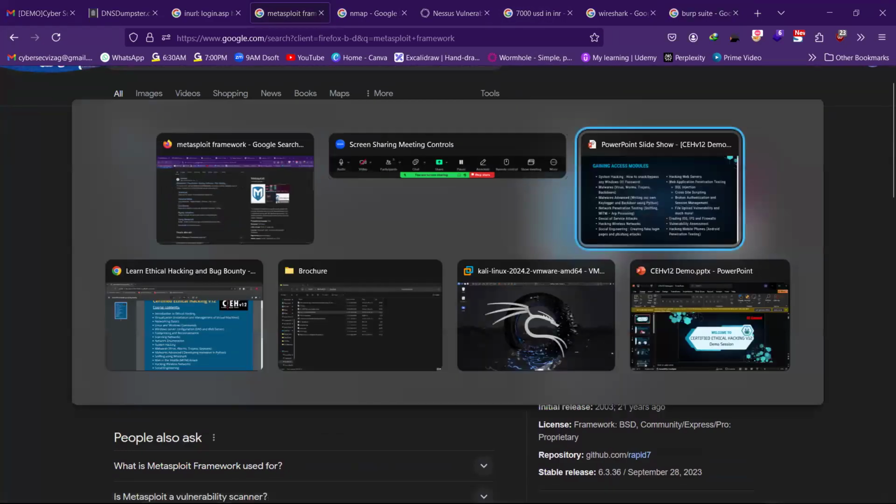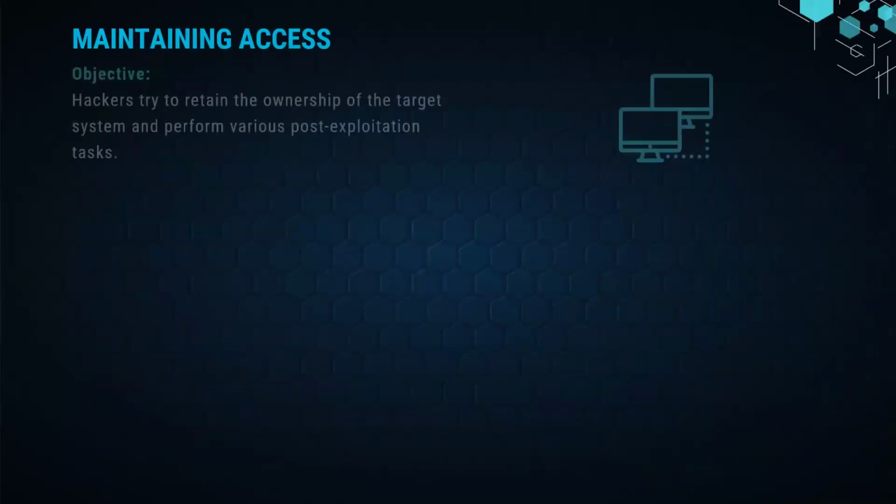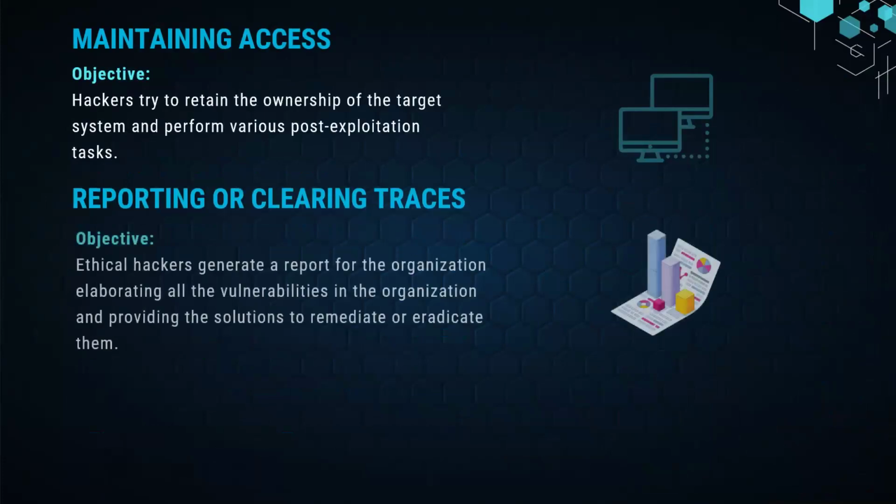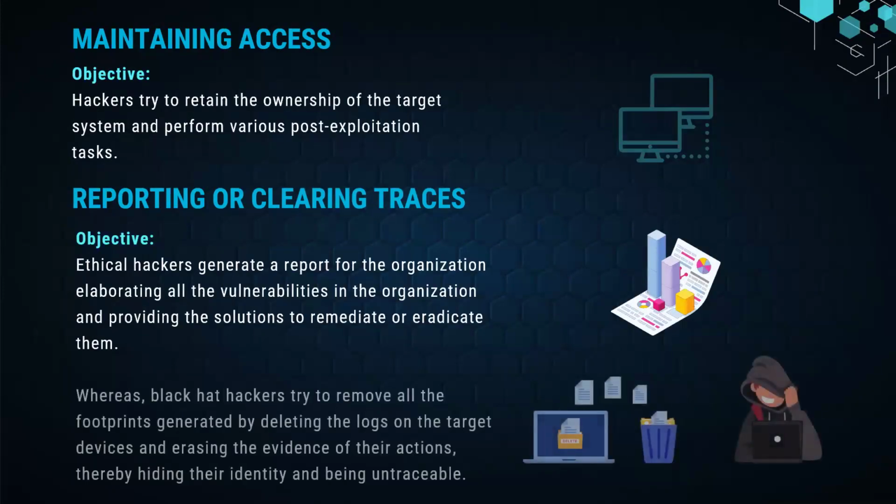Okay. And after this is done, you have two small phases left: maintaining access and reporting or clearing traces. Maintaining access is where, once you've got a remote connection to a system, you have to maintain the connectivity. So if I hack your phone, even if you restart your phone, I should still be connected to you. So how do you learn that? That is what we check in maintaining access. Hackers try to retain ownership of the target and perform various post-exploitation tasks. Post-exploitation means, once I've hacked your phone, from your phone I'll try to send links to other phones or other people and try to hack their devices. So I'm pivoting your device to attack other systems. Okay, so that's called maintaining access.